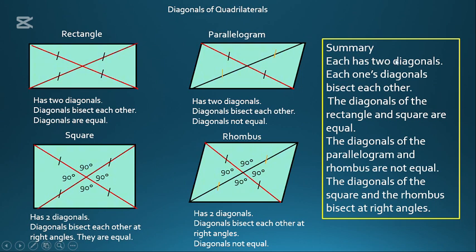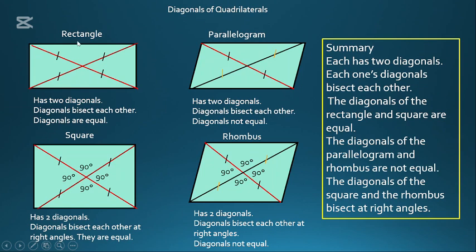Each has two diagonals. This group, all of them, these four. Remember, we have 6 of them. So these 4, each has two diagonals. Each one's diagonals bisect each other. All of them bisect. Right, bisect. Divide into halves.